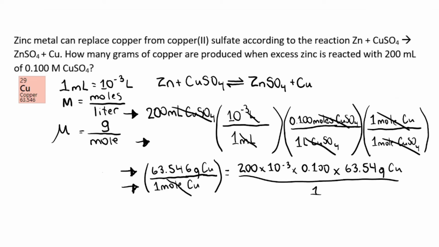So what that ends up being is 1.27 grams of copper produced. And that's how you do that question.